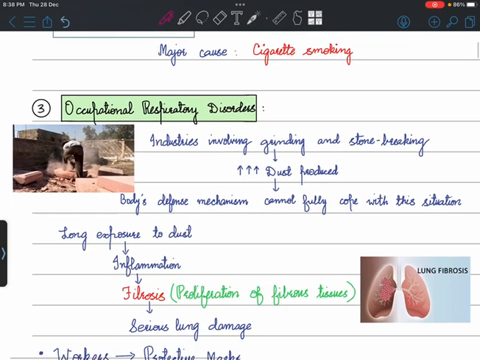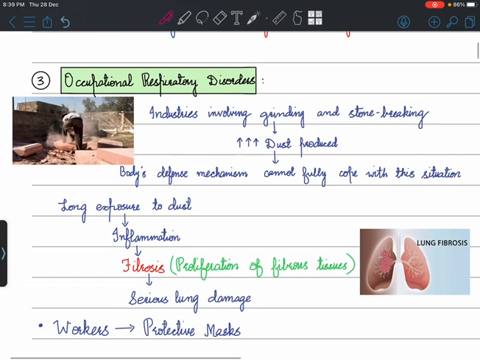Third group of disorders is occupational respiratory disorders. That means respiratory disorders due to occupation. Basically, in industries involving grinding and stone breaking, a huge amount of dust is produced. The body's defense mechanism is not able to fully cope with the situation. And if there is long exposure to dust, it leads to inflammation of the lung tissue and subsequent fibrosis. That means proliferation of the fibrous tissue in the lung, also known as pulmonary fibrosis.